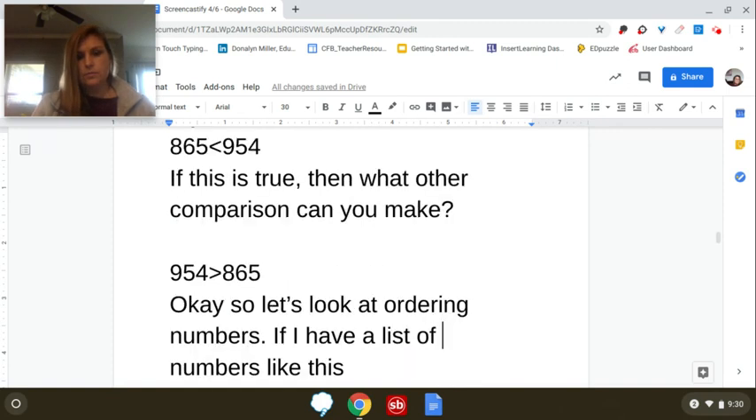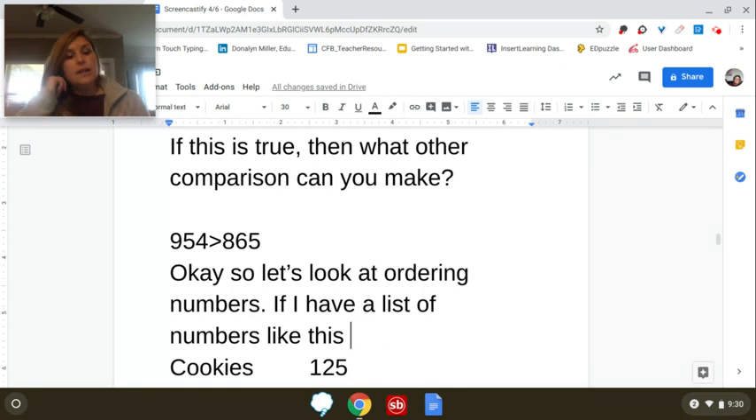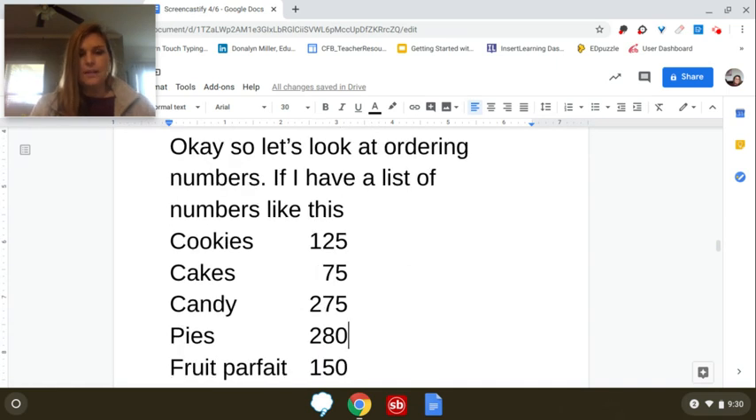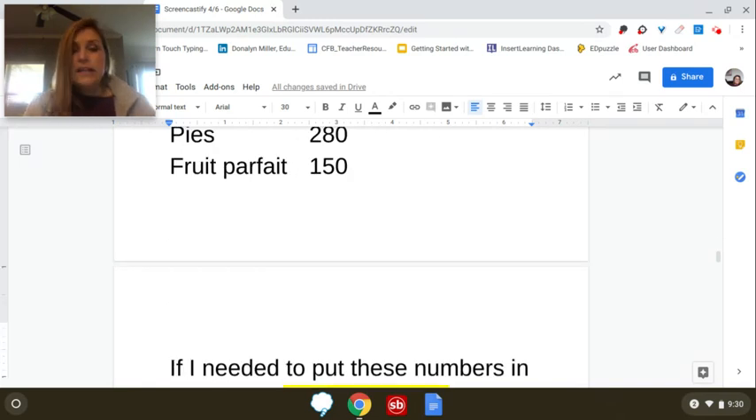Okay. I'm going to give you a list of numbers. So we have cookies, 125, cakes, 75, candy, 275. Pies, 280. And fruit parfaits, 150. Okay? If I needed to put these in order from the least to the greatest, this is what it would look like.